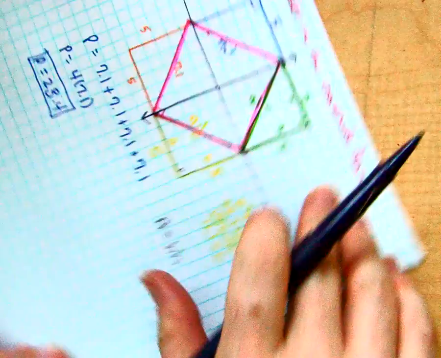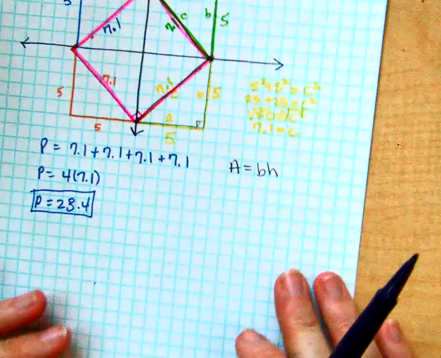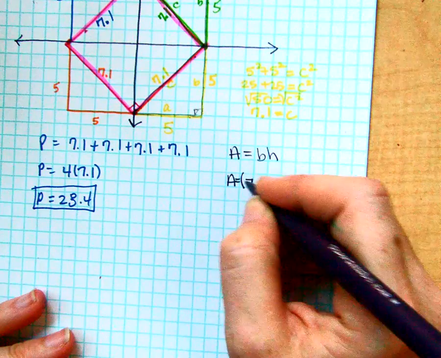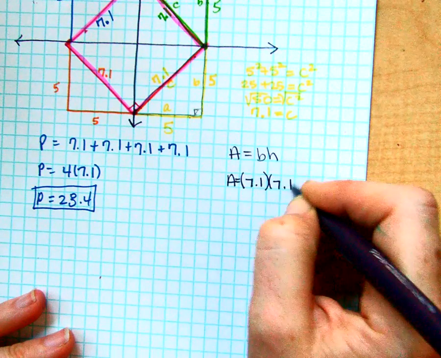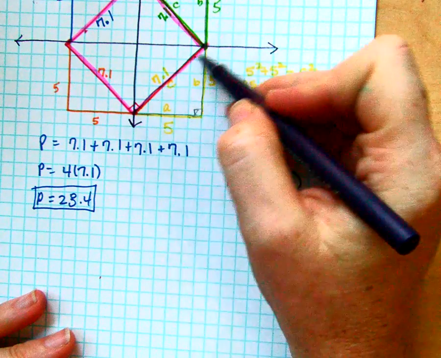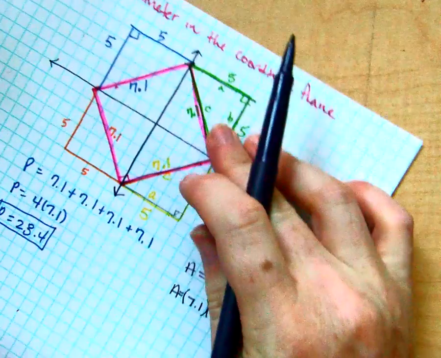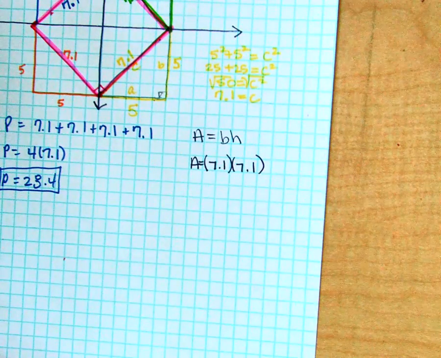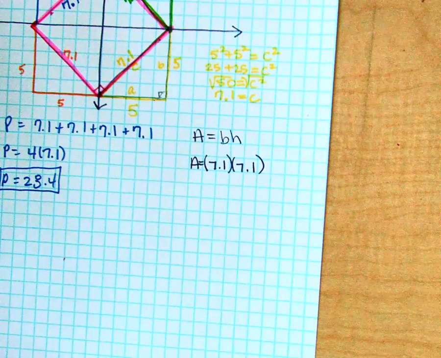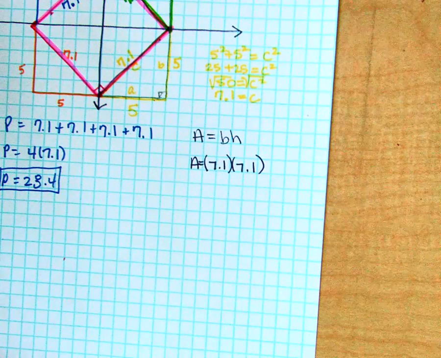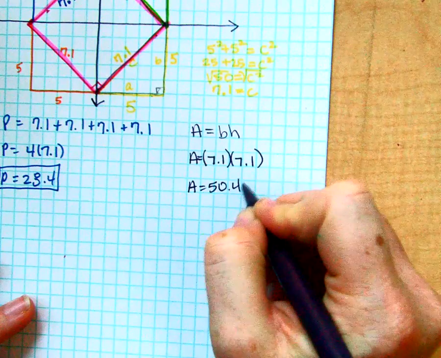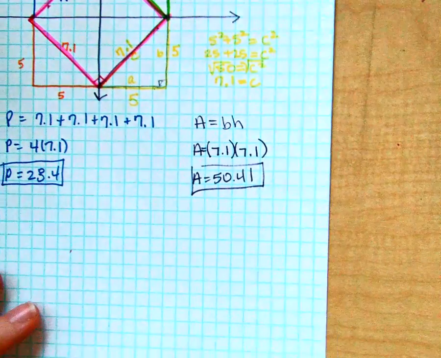Again, this is a square, so base and height are going to be the same no matter what we're talking about. So in this case, my base is 7.1, my height is 7.1. Of course, if this were short and this were long, right? Regardless of how I tilt it, that's what we're going to end up with. So we do 7.1 times 7.1, and we end up with an area of 50.41. I hope that helps.